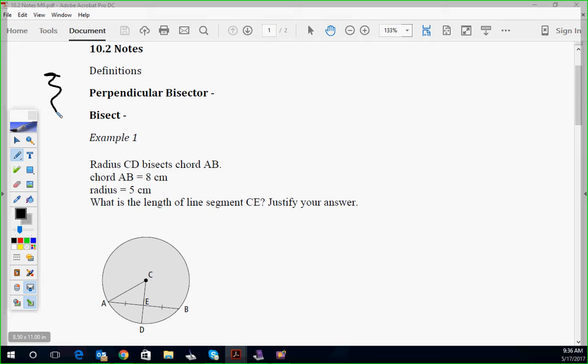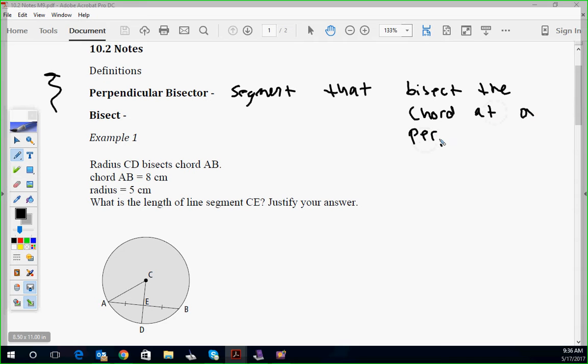Perpendicular bisector is a segment that bisects the chord at a perpendicular angle. Bisect: cut in half. So perpendicular bisector: a segment that bisects the chord at a perpendicular angle.